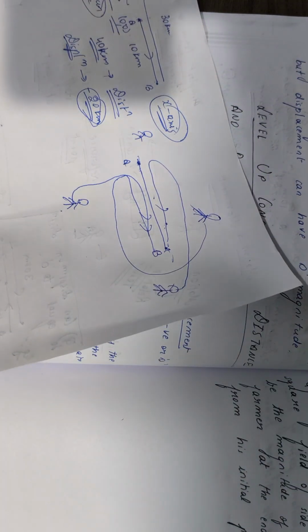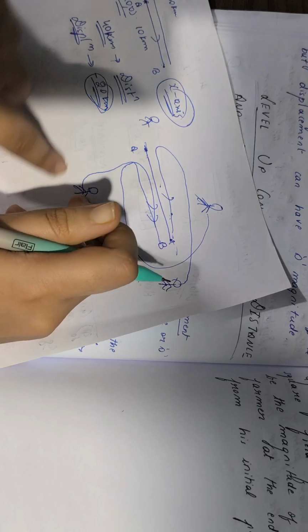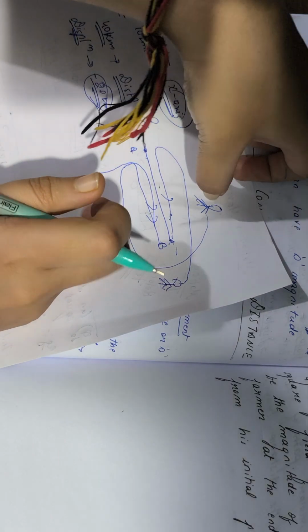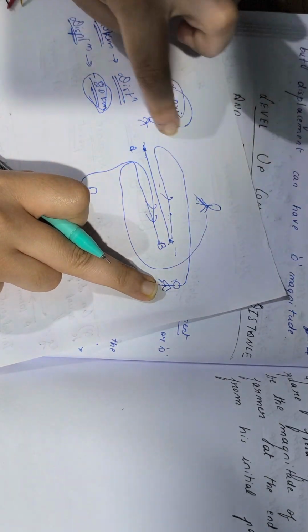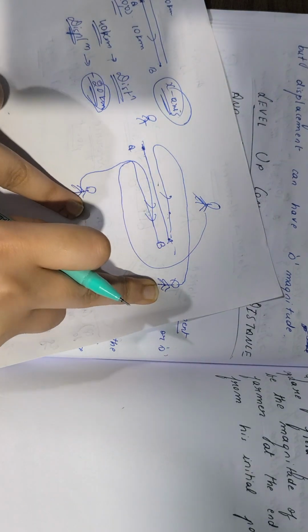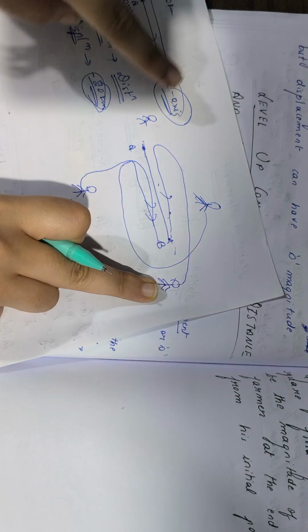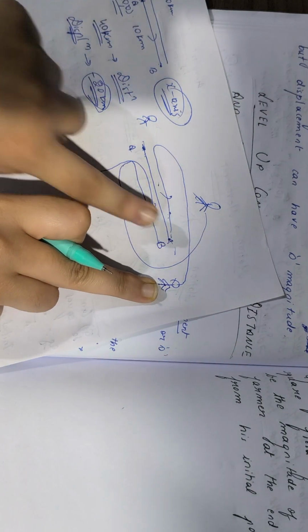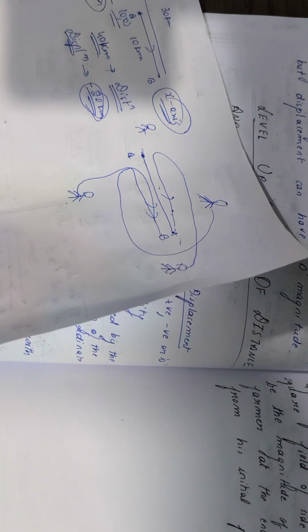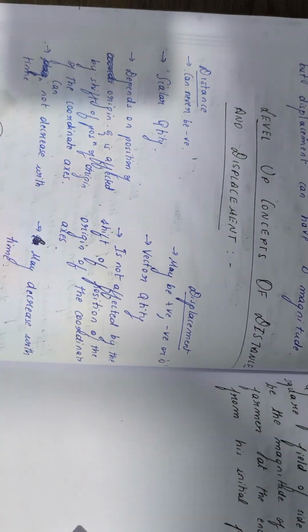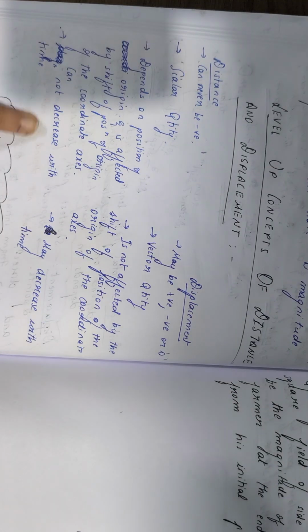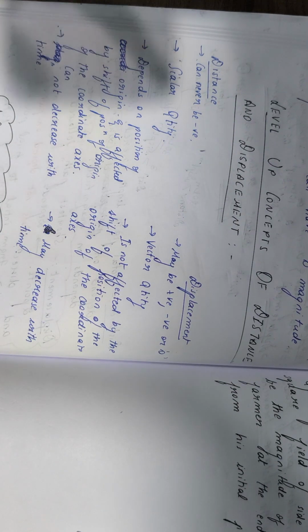But distance is varying with respect to each person, because the path that each person should follow is different. Are you getting the point here? Okay. So that is what these two points mean. And distance cannot decrease with time. It always increases with time.